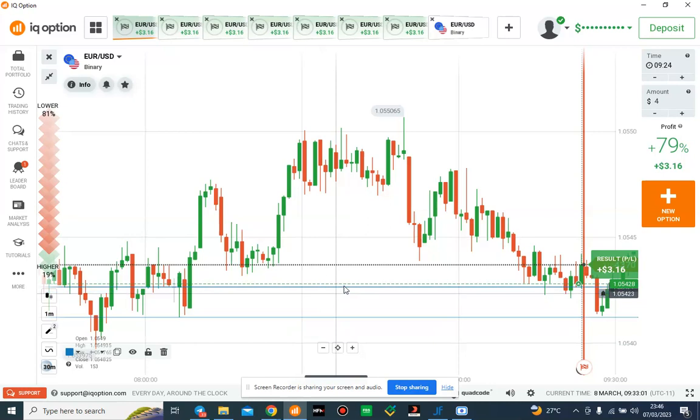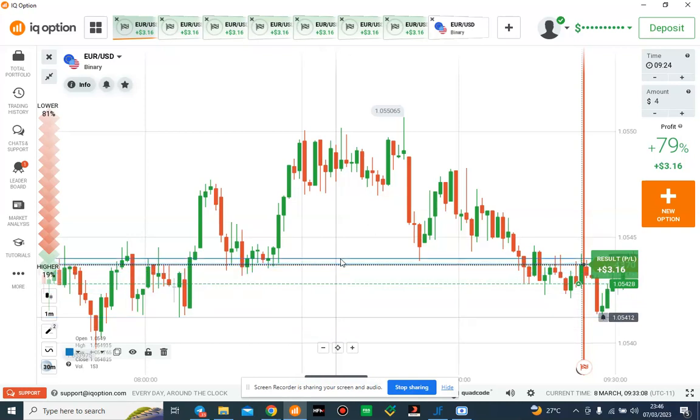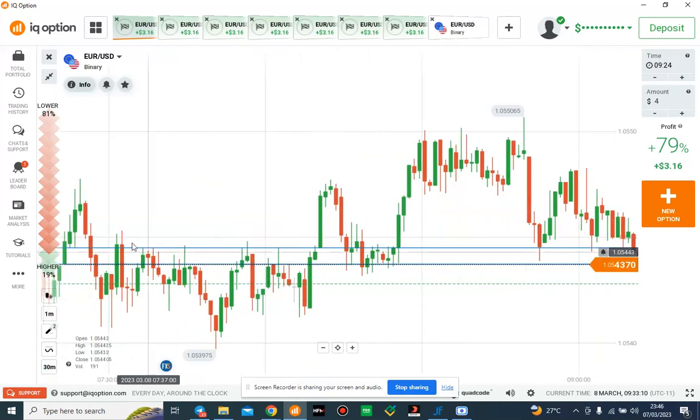I think the level was right here. Yes, the level was here. You can see on the left side. I'm using the left side to draw the levels.